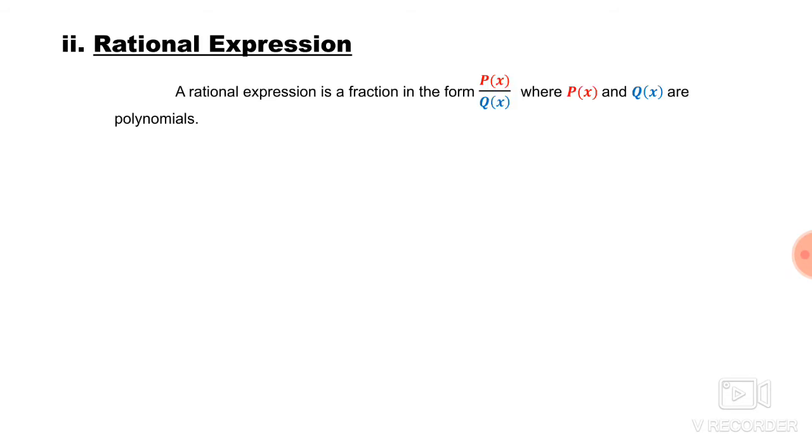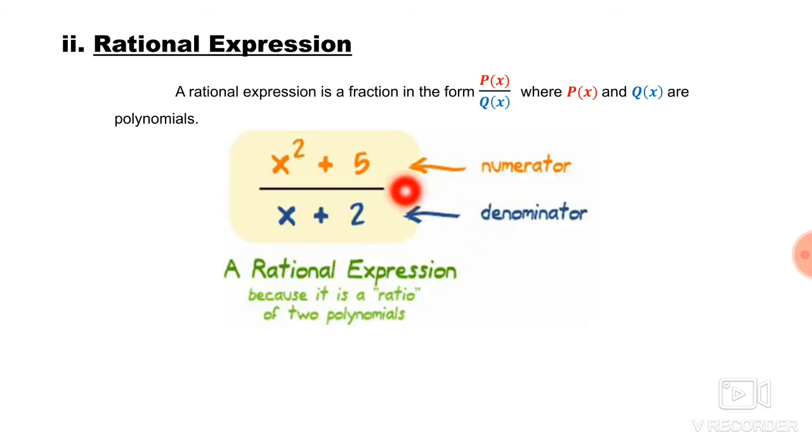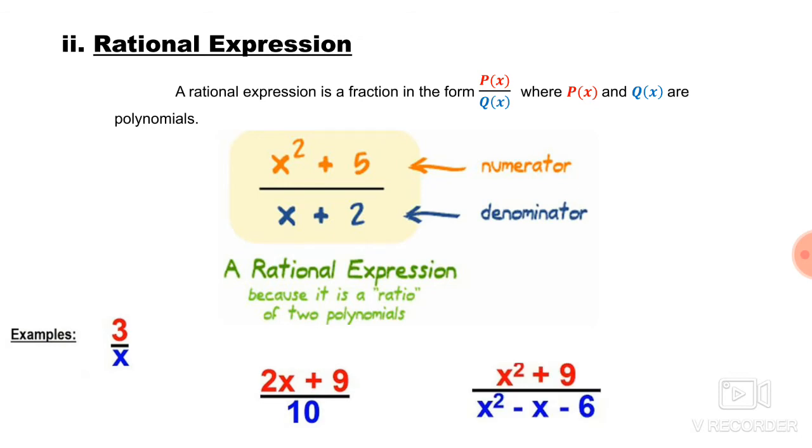Rational expression. A rational expression is a fraction in the form p(x) upon q(x), where p(x) and q(x) are polynomials. If we have a polynomial in the numerator and a polynomial in the denominator, then such expressions are called rational expressions. This is the example. We have a polynomial in the numerator, also a polynomial in the denominator. It is a rational expression because it is a ratio of two polynomials. These are examples of rational expressions.